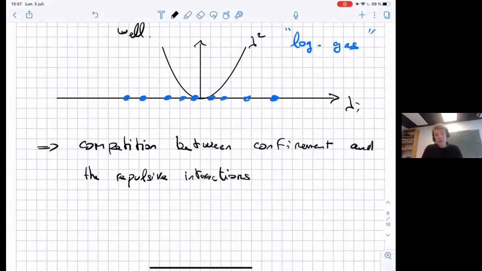Okay, and this gives rise actually to a very nice, interesting physics, collective effects that we will describe in more detail next time, I guess. So that's basically where I will stop today. I think it's a good place to stop.